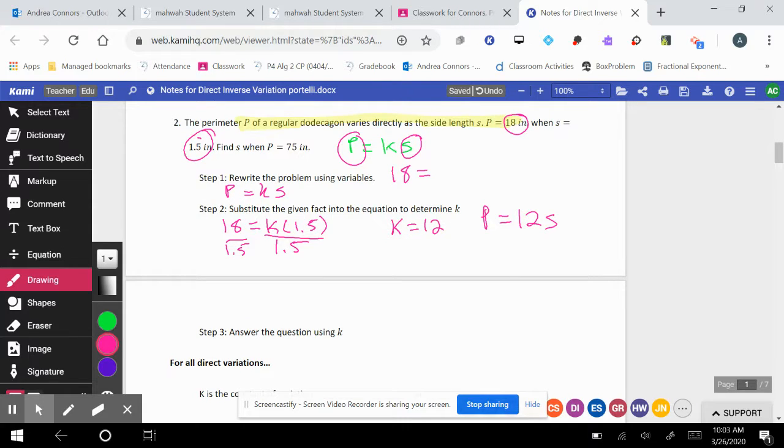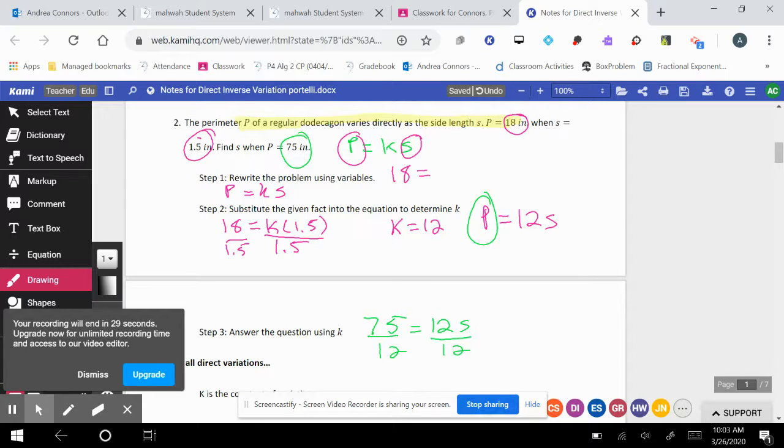And now we're going to solve the problem. So again, you're going to plug in 75 for P and solve for S. So 75 equals 12 times S. Divide each side by 12. And you get a side length of 6.25.